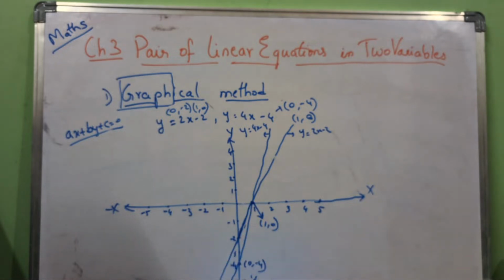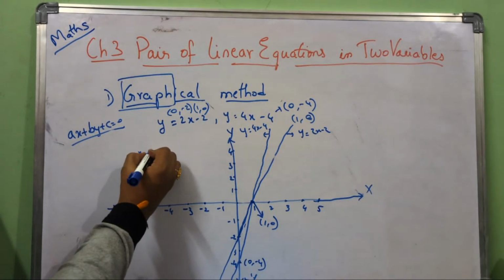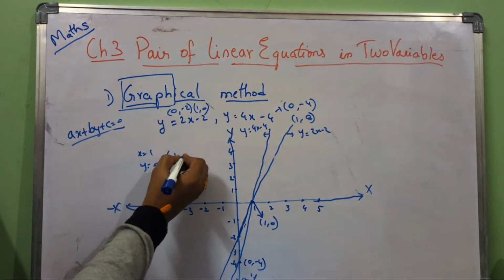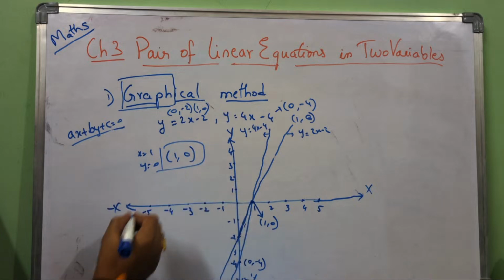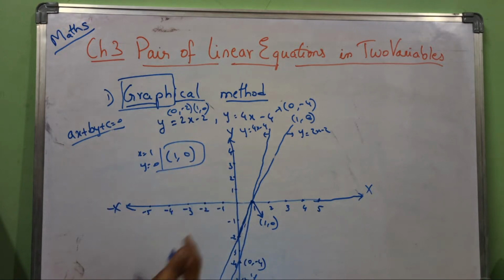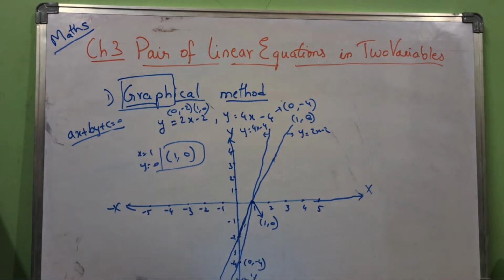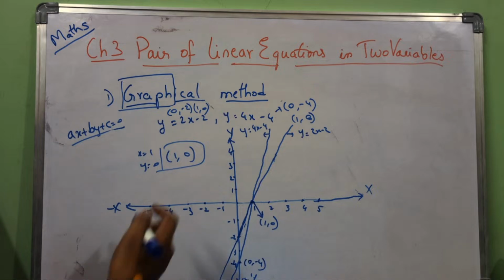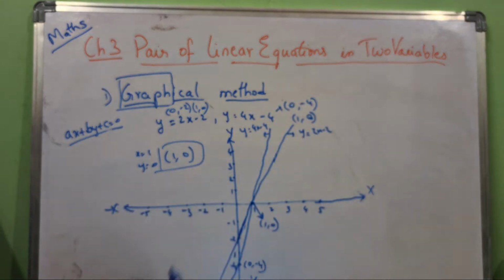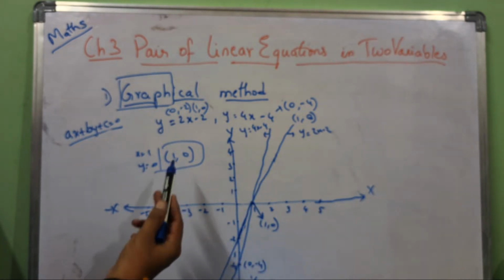So the solution for this equation is x is 1 and y is 0. 1, 0 is the solution. This is a bit easy compared to others, because here I'm using freehand to draw. But as I mentioned, if you are using a scale and graph sheet, and you have 2 points for both equations, you can easily draw the graph, and the point where the two lines intersect is the solution.